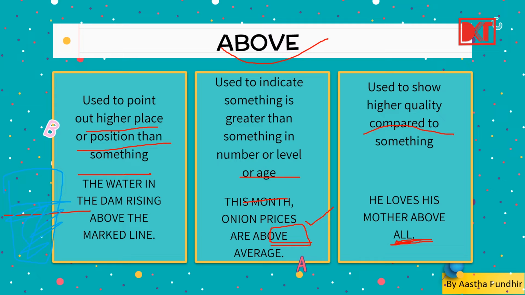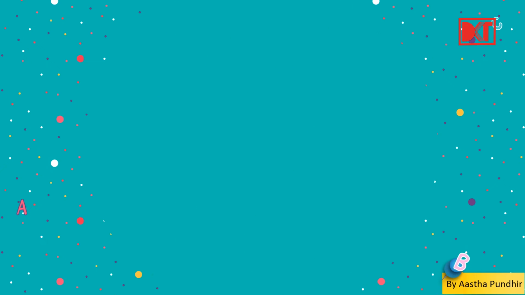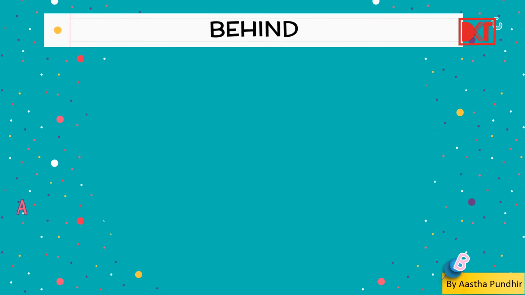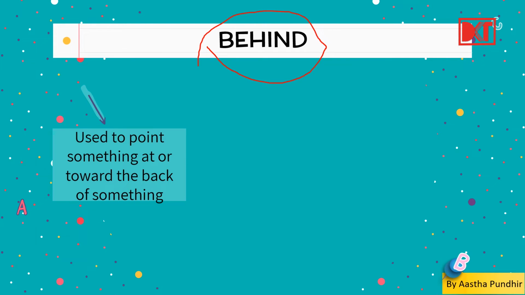Let's move on to the next preposition. So the next preposition is behind. Let's see where we can use behind. Used to point something at or towards the back of something. मतलब किसी के पीछे अगर कुछ है, like who is standing behind Riya? Riya के पीछे कौन खड़ा है?